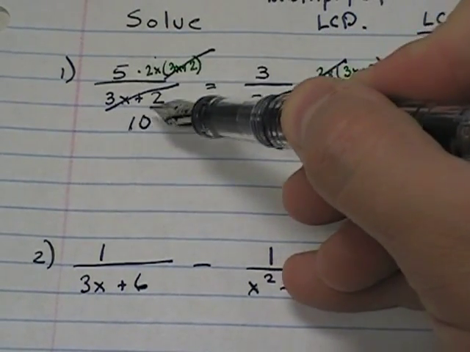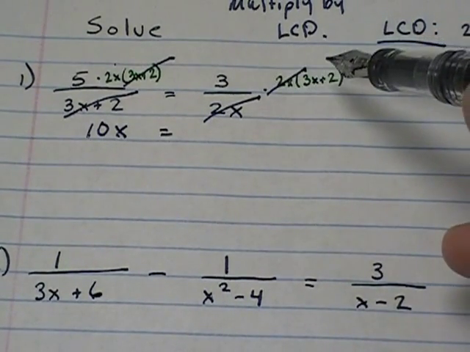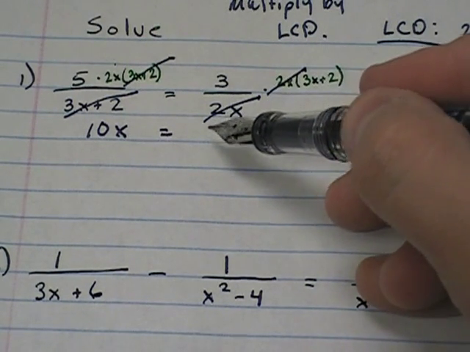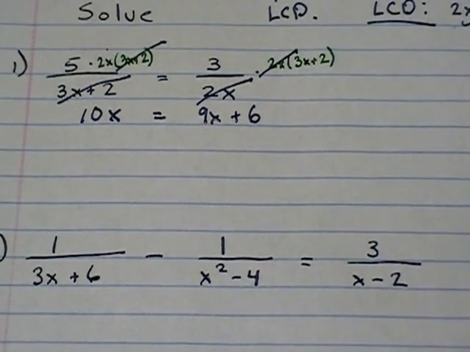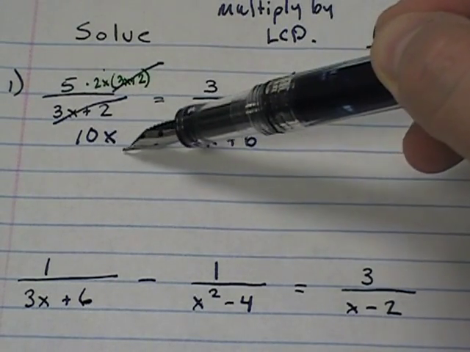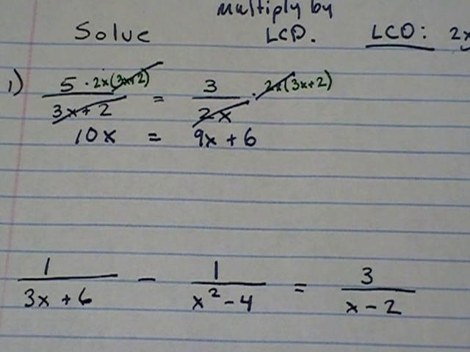Well, 5 times 2x is just 10x. Here I'm left with 3 times 3x plus 2. Well, this is going to distribute, and it's going to give me 9x plus 6. And I look at this and I say, wait a minute, I went from this complicated equation to 10x equals 9x plus 6. Yes, you did. And that's the reason I like this method, because it at least simplifies somewhat what you've got to do. However, you have to find the LCD first.